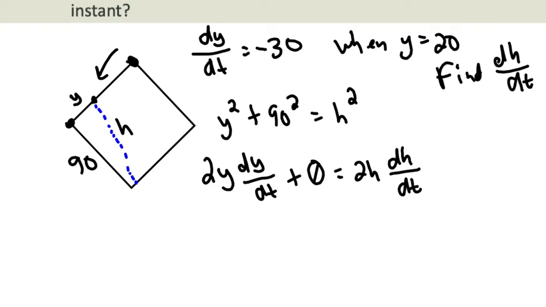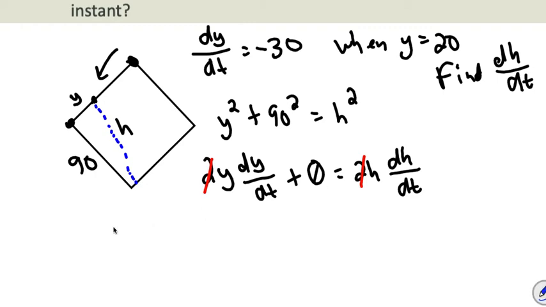But you can see here's the problem. I know y is 20. Let me back up a step. Again, divide by 2. Gone, gone, make it easier. So y is 20. dy/dt is negative 30, right? That's good. H, I don't know. dh/dt is what I'm trying to find, but I don't know h. So I have to come back to my Pythagorean theorem again.